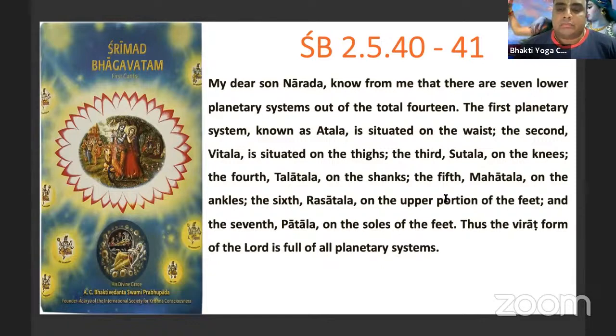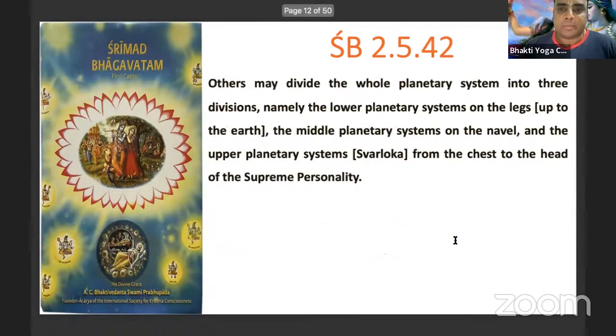So here, Brahma is actually describing in the default arrangement, like from Atala to Patala. But this verse is regarding the lower planetary systems. And also Brahma continues, others may divide the whole planetary system into 3 divisions, namely the lower planetary systems on the legs up to Earth, the middle planetary systems on the navel, and the upper planetary systems, Loka, from the chest to the head of the Supreme Personality.